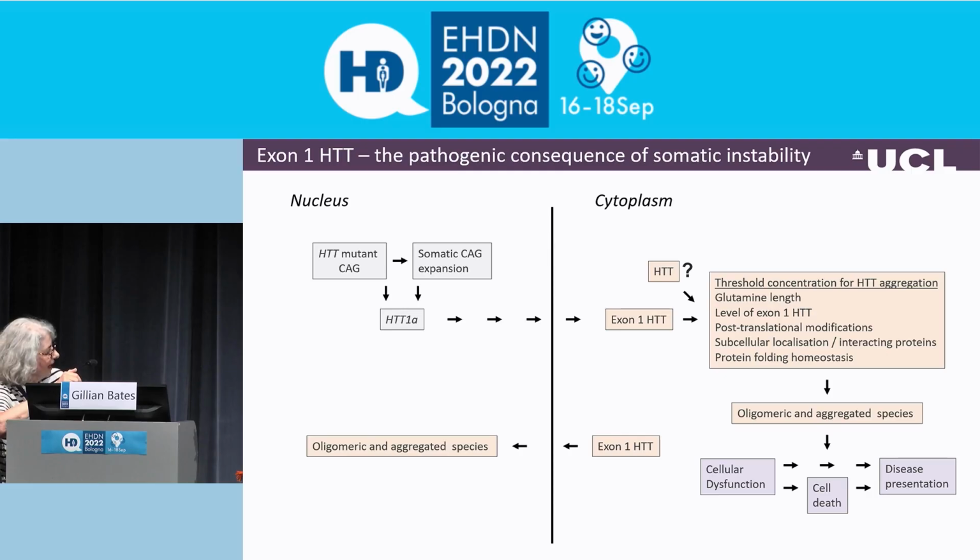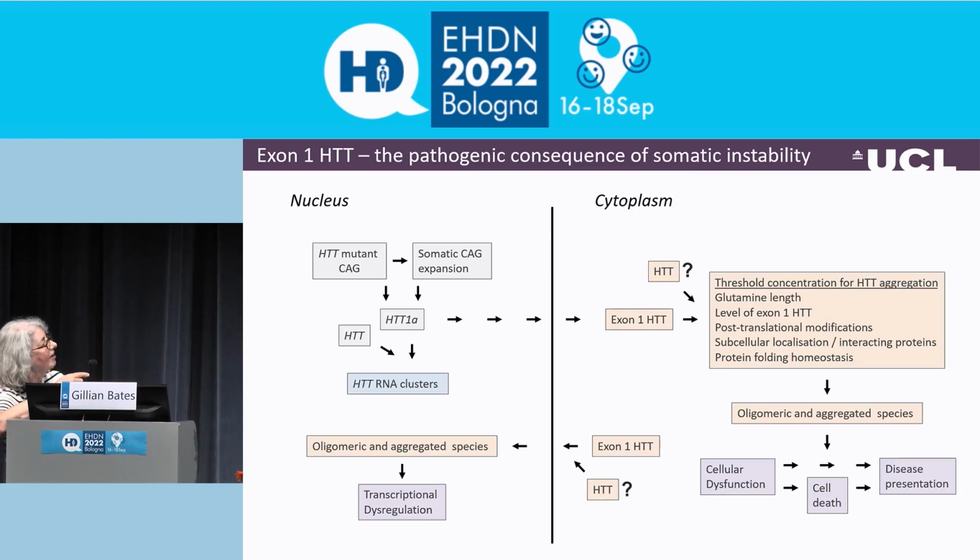We also know that exon 1 Huntingtin goes back into the nucleus where it oligomerizes and forms aggregated species. That causes transcriptional dysregulation. But we now also know that Huntingtin 1A and full-length Huntingtin form these RNA clusters in the nucleus, and we don't know what the function of those might be. They could be pathogenic. These kinds of structures are pathogenic in other disease models like myotonic dystrophy, but they could also be protective in this case because they may prevent Huntingtin 1A being exported to the cytoplasm, where it's translated to reach this threshold.